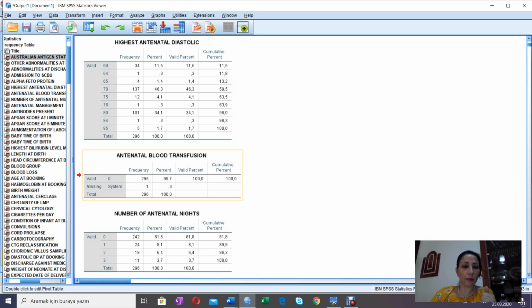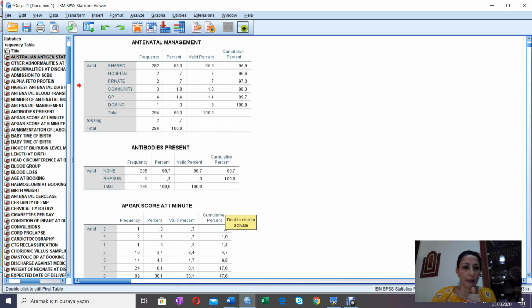Yes, antenatal blood transfusion. Here we say that it's 0 and there is 1 missing in the system. We have antibodies present, none, and there is 1 for this value. Yes, this is how we interpret it. These are the numbers and these are the percentages.